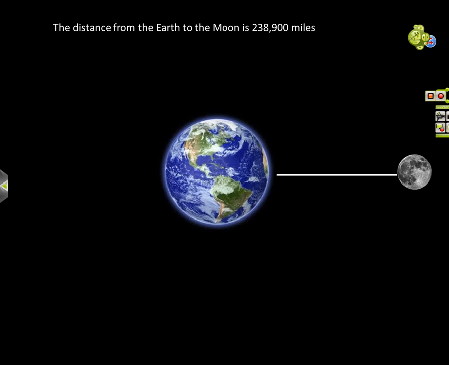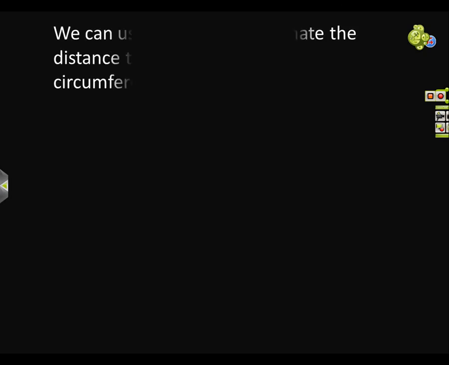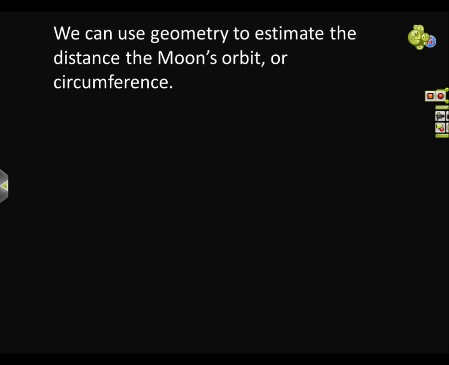The distance from the Earth to the moon is 238,900 miles. Rounding. This is the rounded way. We can use geometry to estimate the distance of the moon's orbit or circumference.